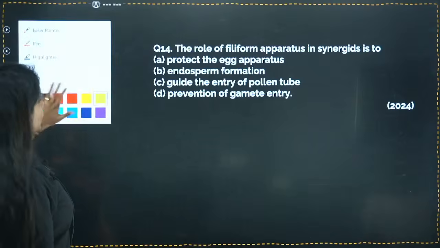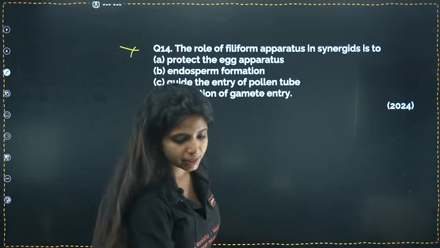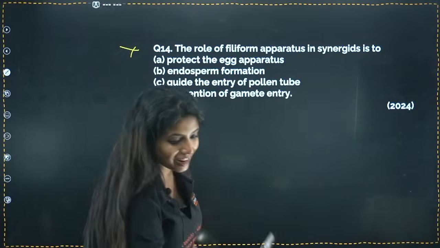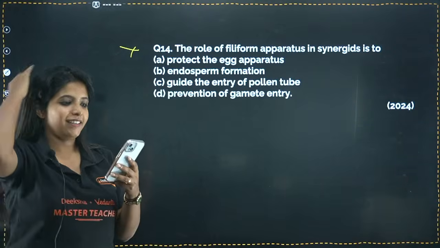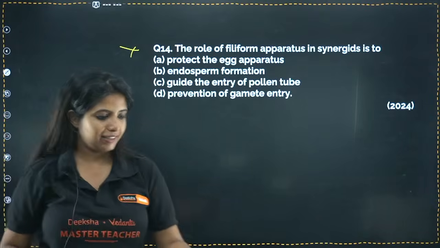Fine. Question number 14. The role of filiform apparatus in synergids is to do what? Krishna Reddy is also here. Hello Krishna. I am very excited when I see new children out there.